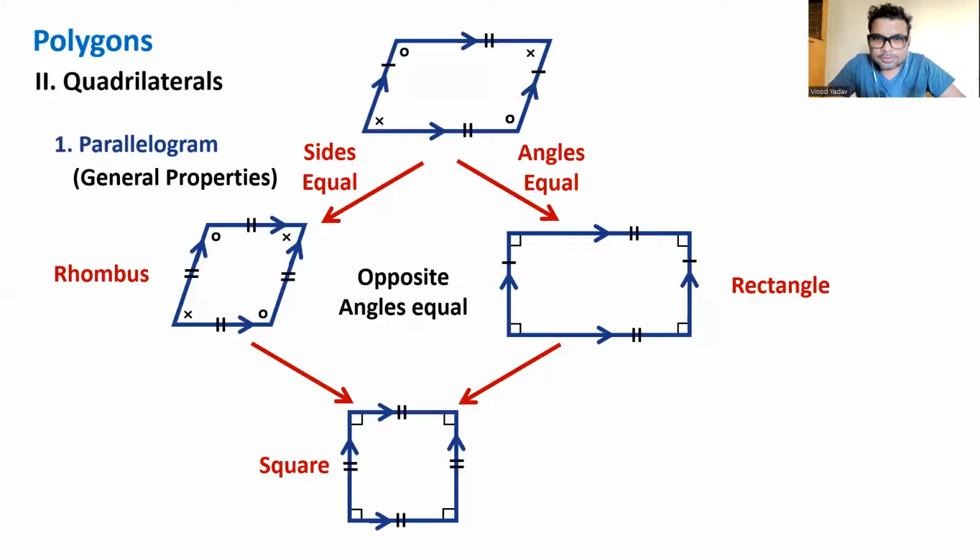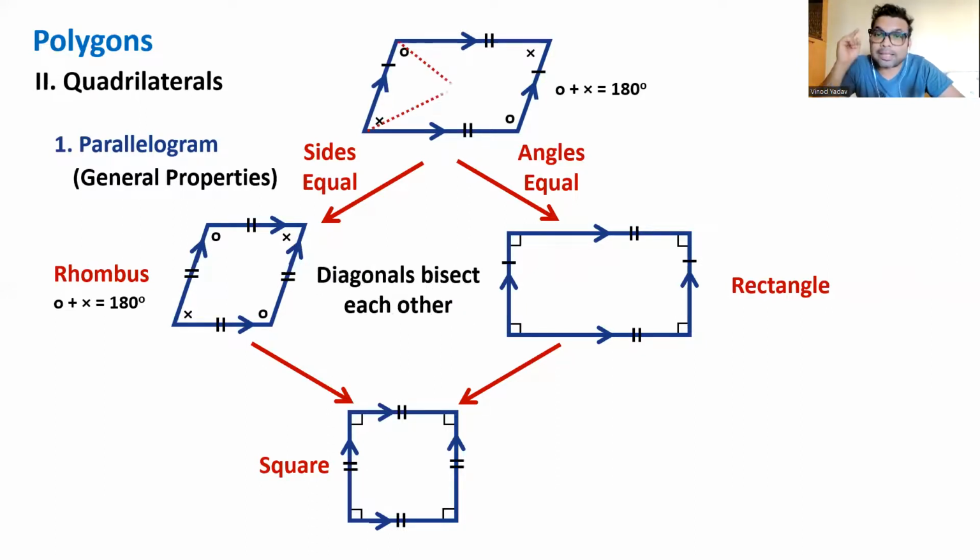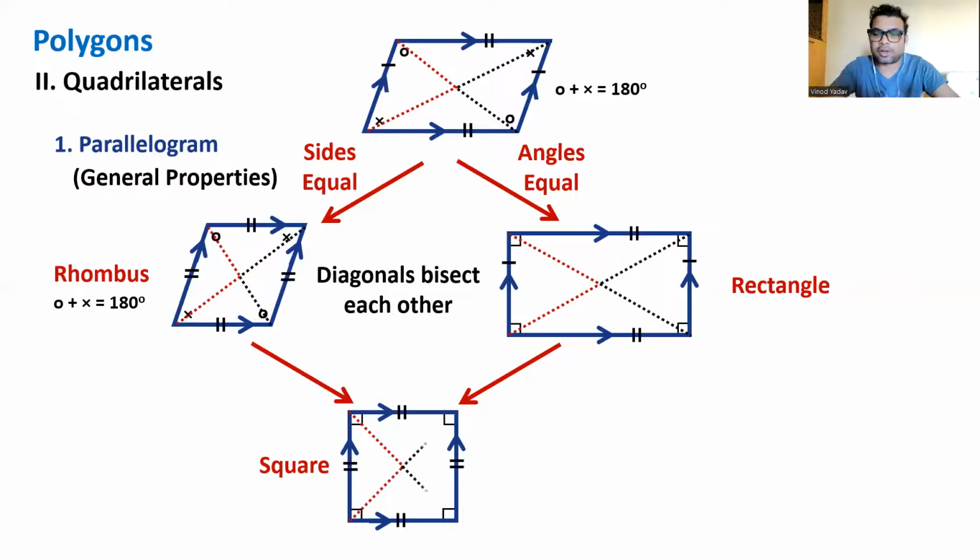Third, interior adjacent angles are supplementary. That is natural, right? Parallel lines and a transversal. In rectangle and square, it was visible with naked eyes, but in rhombus and parallelogram, you just saw that x plus o is 180. Fourth point, diagonals bisect each other. They don't just meet, they meet at the midpoint. So the diagonals bisect each other, friends. So these are four general points.